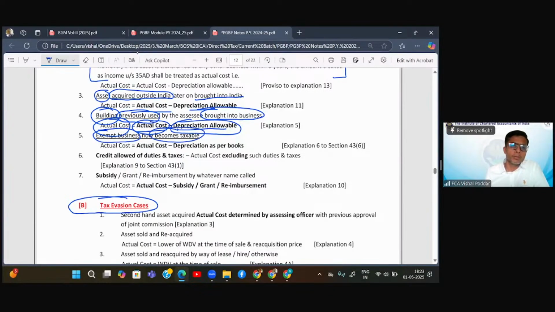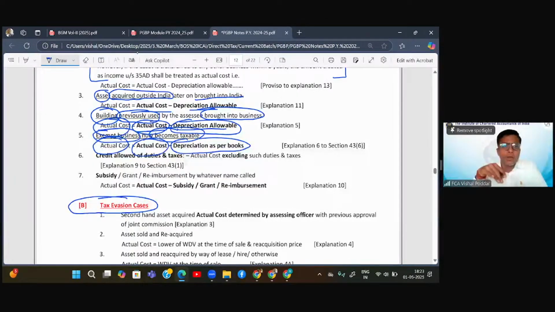Next, you are in exempt business. Now your business becomes taxable. Since you are in exempt business, obviously there was no need to compute depreciation because your entire income was exempt. So now what will be the actual cost? It will be the original cost of the asset minus depreciation as per your books of account. So even though in income tax it was exempt, you were claiming some depreciation in your accounts. So that would be deducted.